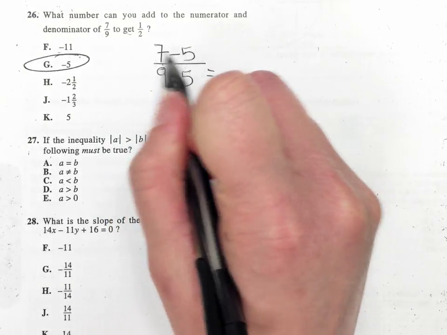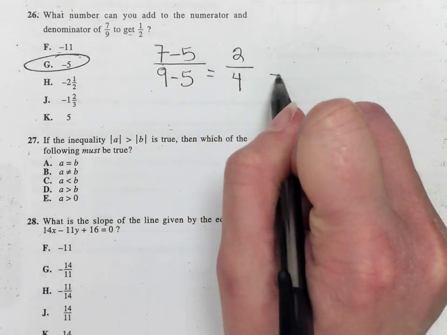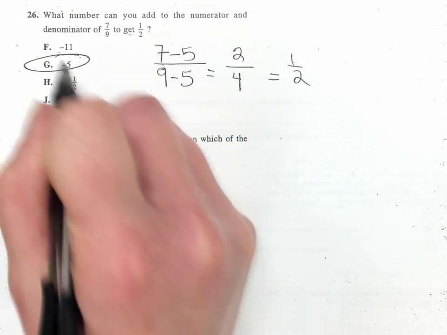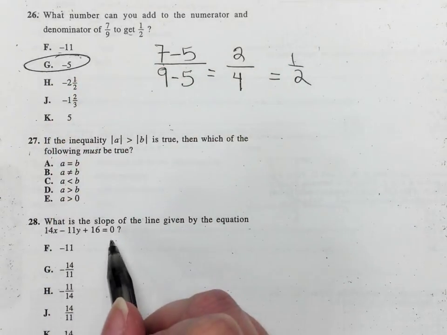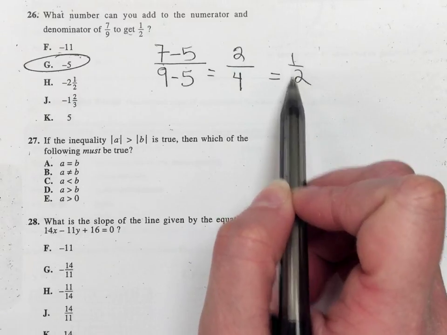So what's 7 minus 5? 2, and what's 9 minus 5? And what's that reduced to? 1/2, which is what they wanted you to get. If you do the 11, you'll get 2 over 1, which is 2, not 1 over 2.